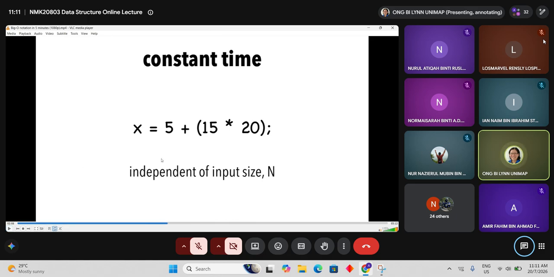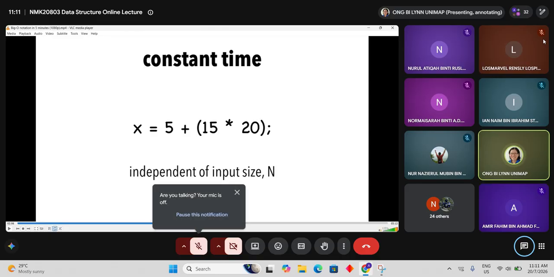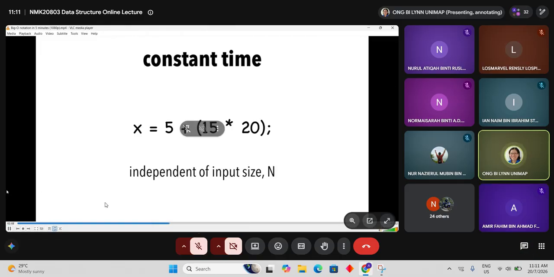Okay, so dalam equation ini, x equals to 5 plus 15 multiplied by 20. Sini dia tak ada apa-apa pun boleh ubah. That is why dia adalah satu constant. So it's going to be Big O notations of 1. We say this is Big O of 1, or constant time.